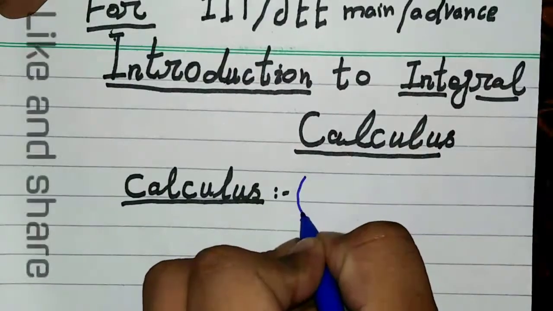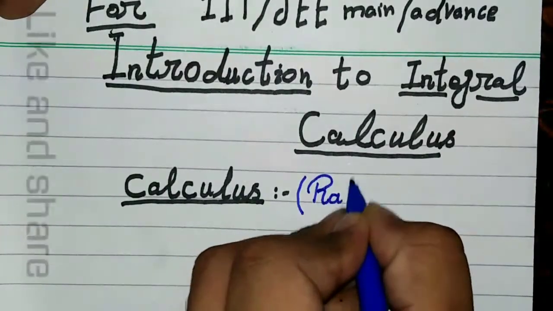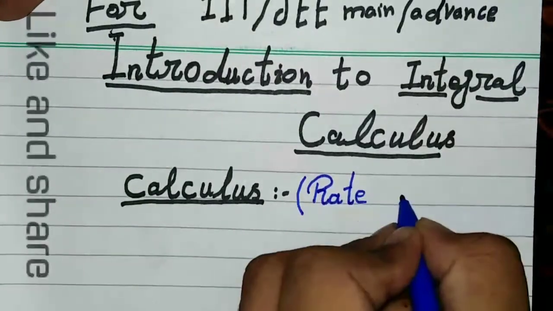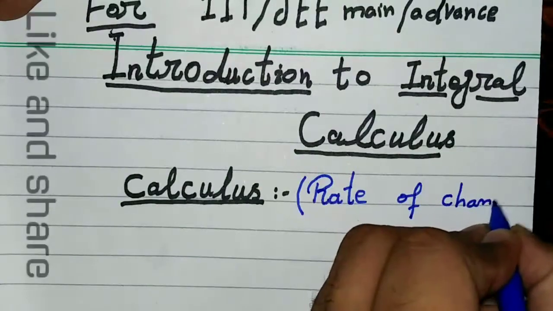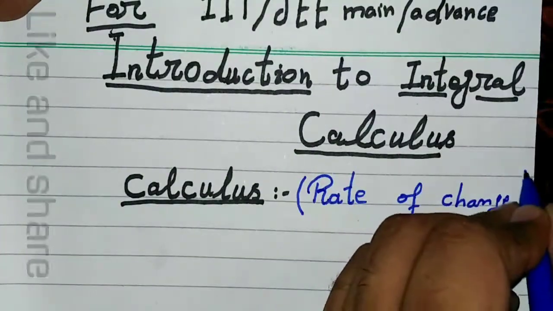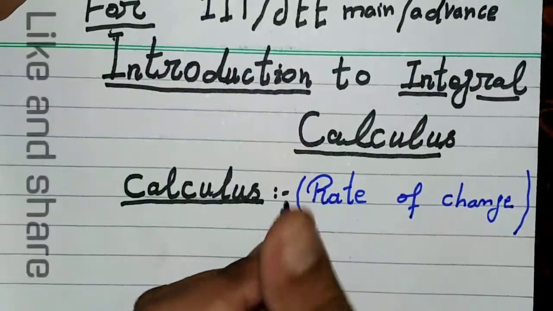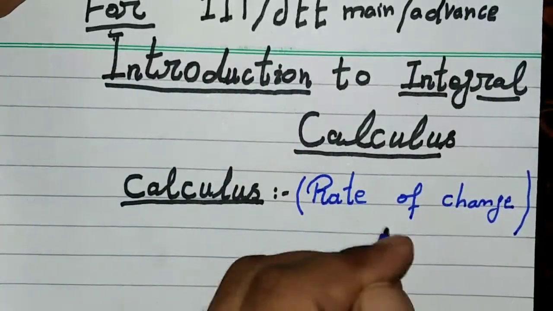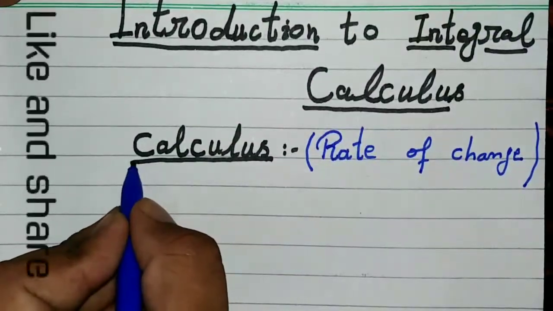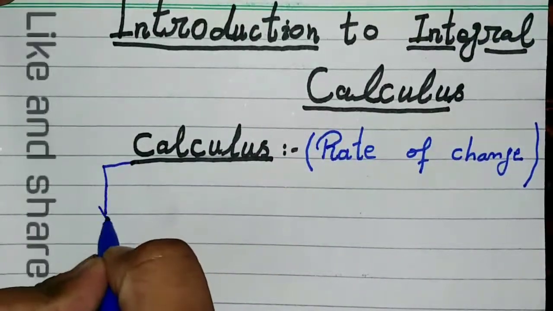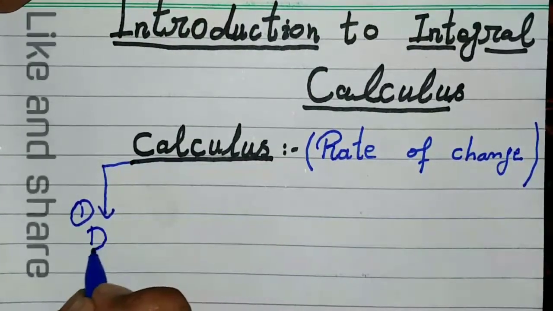Calculus can be defined as the branch of mathematics that deals with the rate of change. It means that it deals with the study of the rate of one variable with respect to another variable. It can be divided into two categories. First is differential calculus.